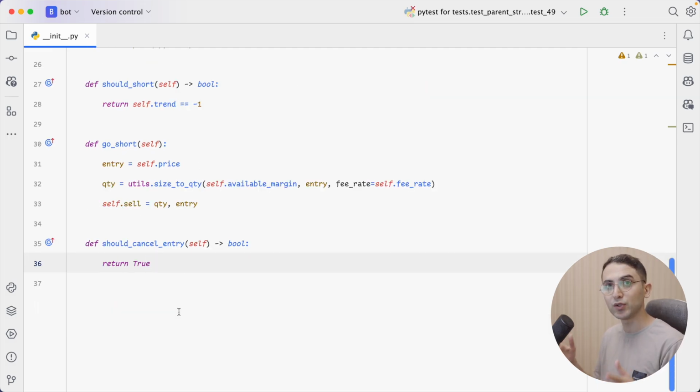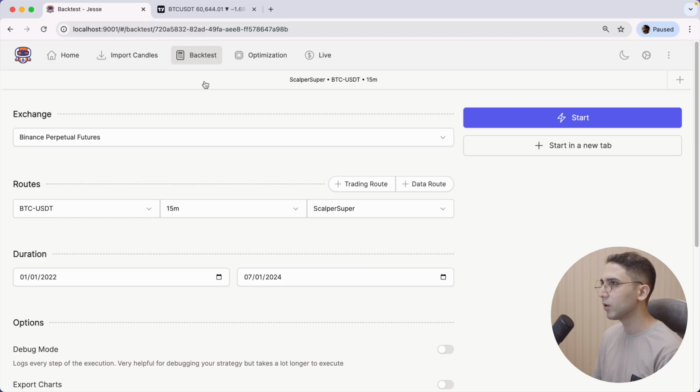Alright, so we have our entry rules now, but what about our exit rules? When would we exit this trade? What would be our take profit and stop loss orders? So for that, let's go back to the chart.